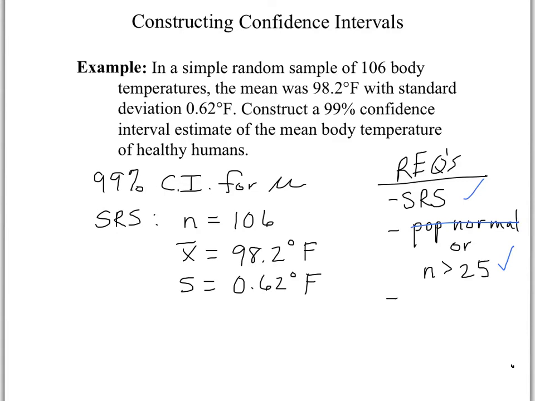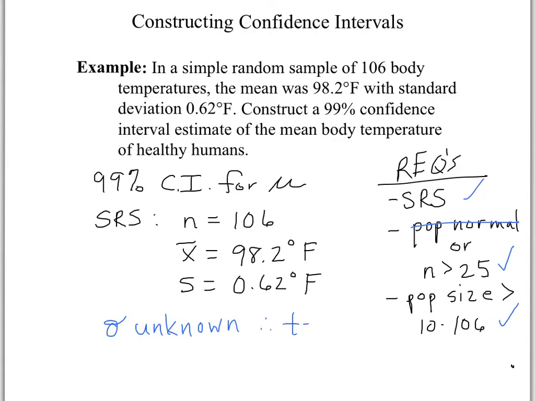And then the last requirement is that the population size, so all the body temperatures in the world, has to be bigger than 10 times n, which our n was 106. So I think the population size of all body temperatures of healthy humans is bigger than 1,000, so we're good with the last requirement. And then, because sigma's unknown, we know the sample standard deviation, but we don't know the population standard deviation. So therefore, we're going to use the t-distribution when we find our critical values.